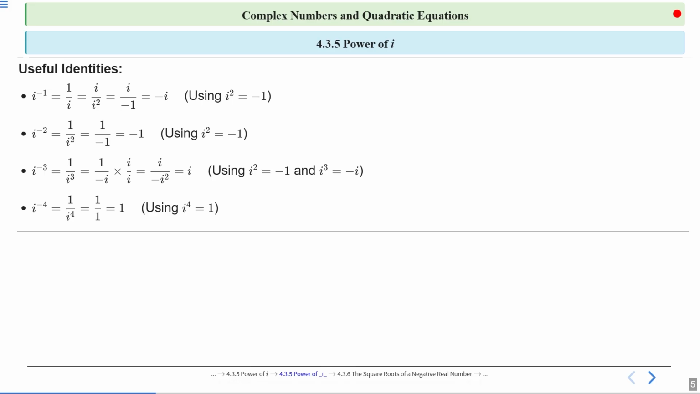Finally, let's look at iota raised to the power of negative 4. So the equation is iota to the power minus 4 equals 1 divided by iota to the power 4 equals 1 divided by 1 equals 1. Using here iota to the power 4 equals 1.